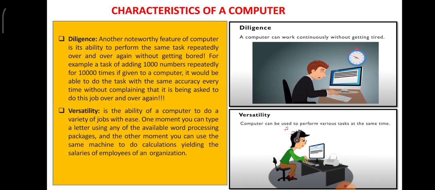We will move on to the next concept, which is versatility. Now look at the picture. A computer can be used to perform various tasks at the same time. The man sitting in front of the computer is listening to music, that is one task. He is typing his notes, that is the second task, and he may give a printout simultaneously while listening to music, that is the third task. So versatility means he can perform various tasks at the same time. That is the literal meaning of versatility, or you may even say multitasking.